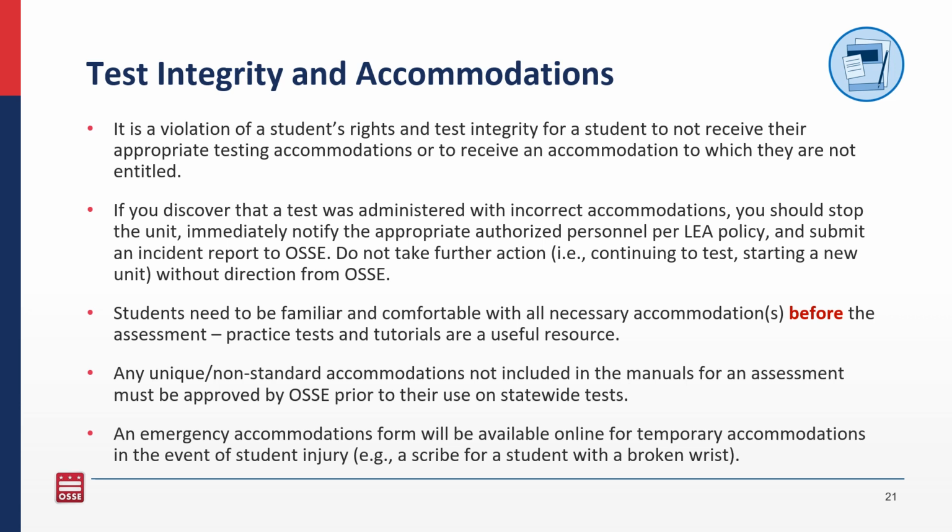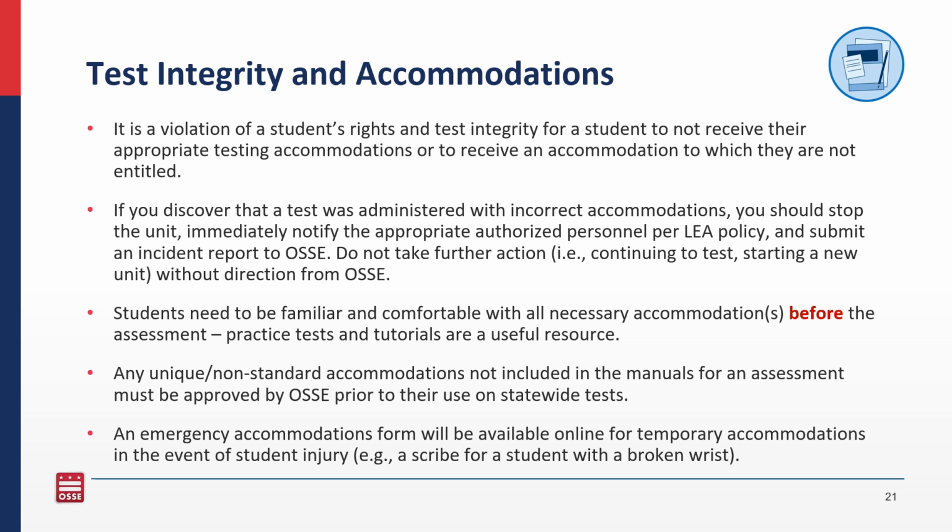Test integrity and accommodations. It is a violation of a student's rights and test integrity for a student to not receive the appropriate testing accommodations or to receive an accommodation to which they are not entitled. As a reminder, if you discover that a test was administered with incorrect accommodations, you should stop the unit, immediately notify the appropriate authorized personnel per your LEA policy, and submit an incident report to OSSE. Students need to be familiar and comfortable with all necessary accommodations before the assessment. Practice tests and tutorials are a useful resource.